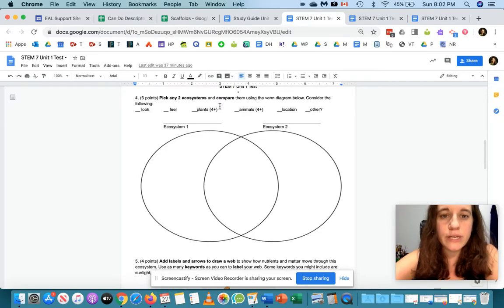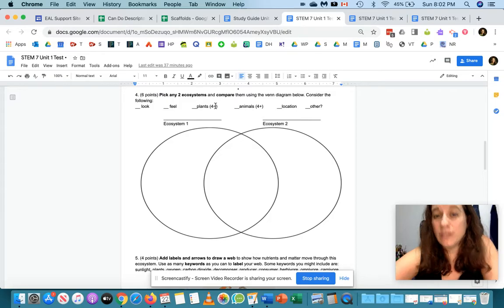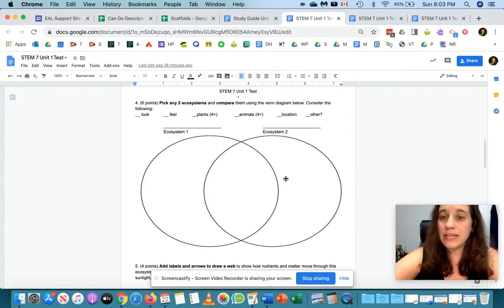Another example is here. Pick any 2 ecosystems and compare them using the Venn diagram below. We gave them a check to consider the following. What do they look like, feel like? Can you tell us 4 or more plants, 4 or more animals? Where is it located? And anything else they might want to include. We didn't ask them to write a paragraph here, just fill out the Venn diagram.